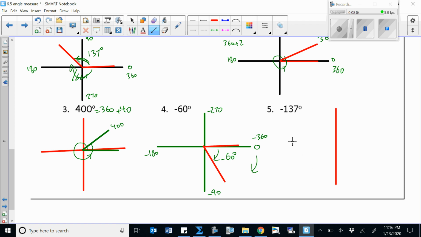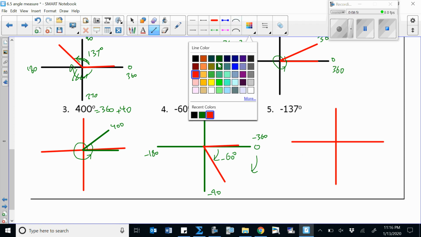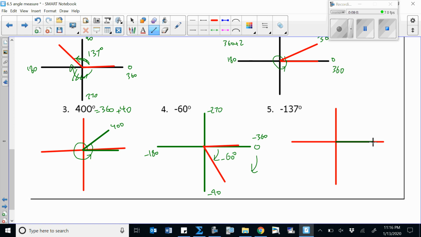Now negative 137. Okay, so this is my initial side, and then the terminal side, my angle is negative, so I have to move this way. We know that this point is 0, this is negative 90, and this is negative 180. So negative 137 is going to be somewhere between negative 90 and negative 180, maybe somewhere like here. So I'm going to move my angle from here, this direction, past negative 90, and then go to somewhere like here, negative 137. So this was the direction, negative 137 degrees here.